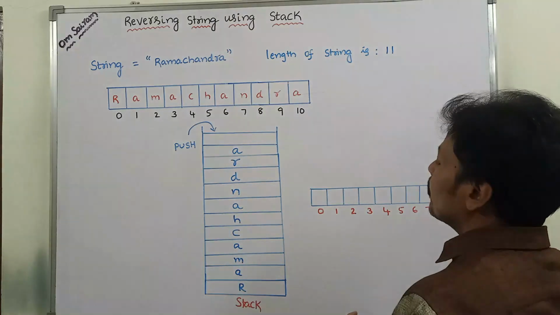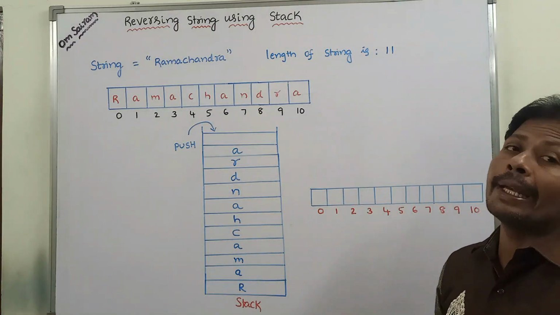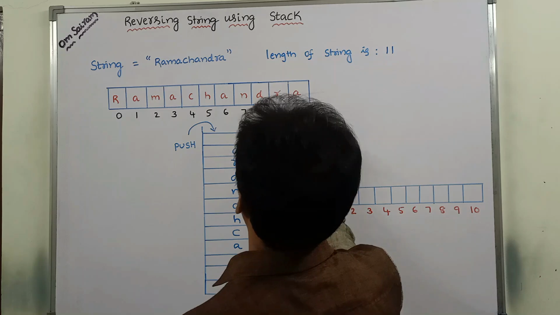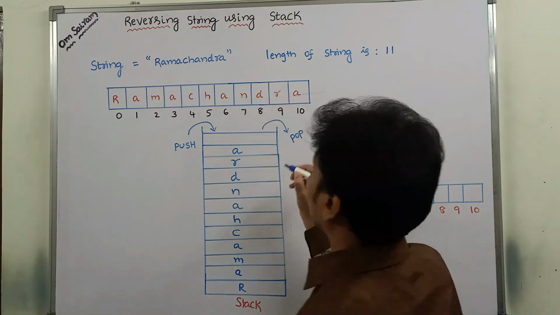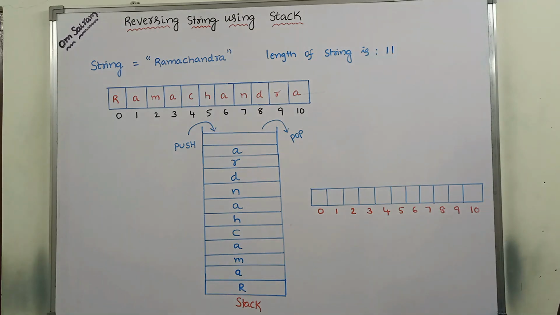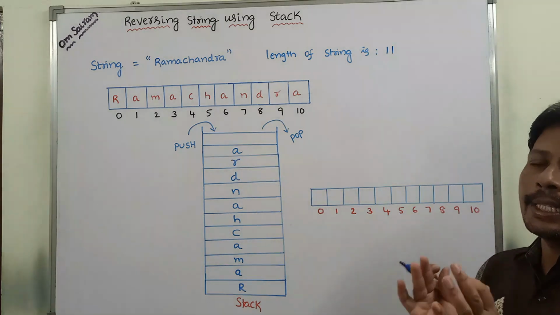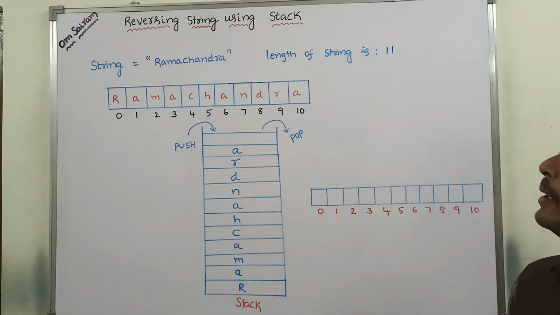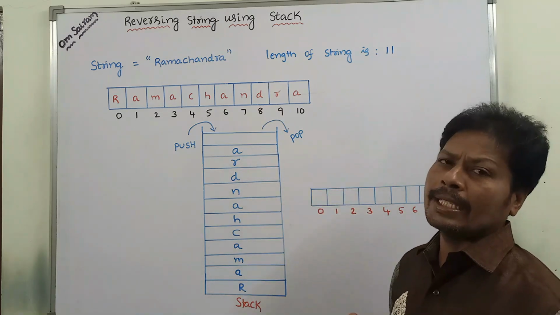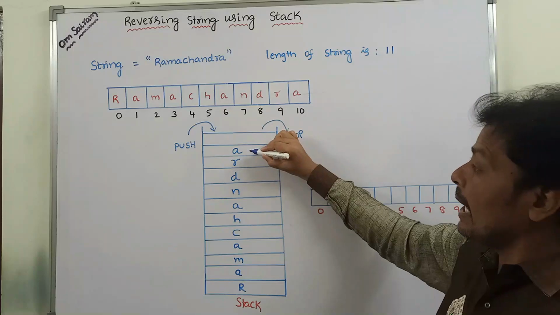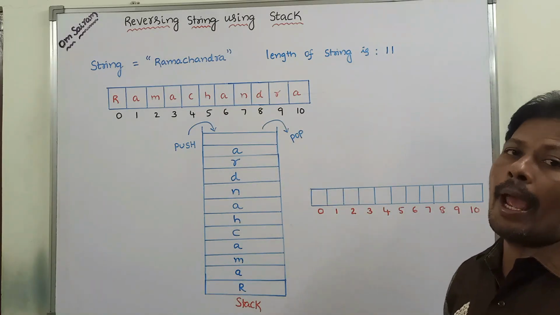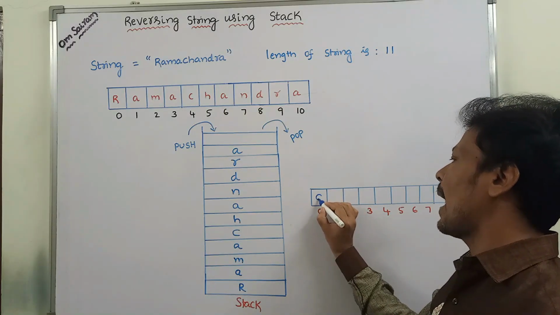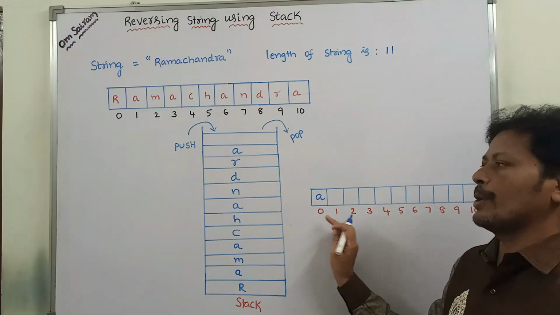Now we have to print the characters within the string in reverse order. Now we have to pop the characters from the stack. Whatever character is pushed last can be popped first. First, letter A is popped from the stack because letter A is at the top of the stack. Now letter A is popped from the stack and stored in an array at index 0.